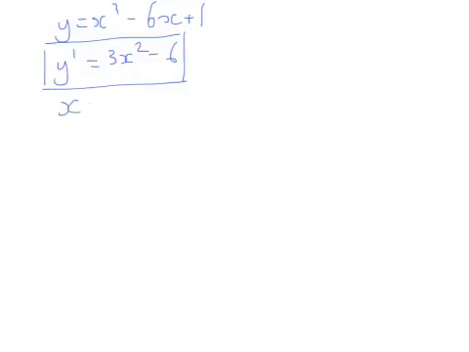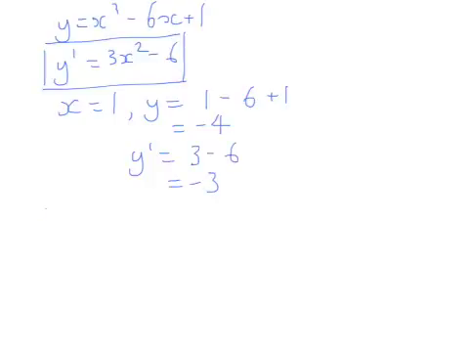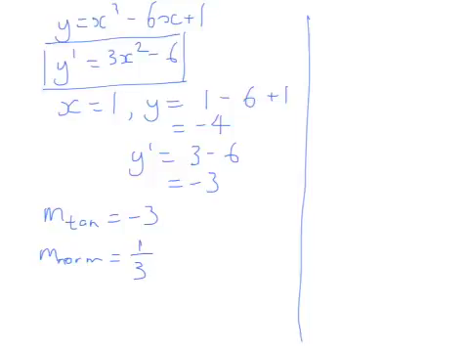When x equals 1, I'm going to substitute back into my original and find that y equals 1 minus 6 plus 1, which is negative 4. And when x equals 1, my first derivative equals 3 minus 6, which is negative 3. That means the gradient of my tangent equals negative 3. So the gradient of my normal is going to be 1 on 3. Again, negative reciprocal.